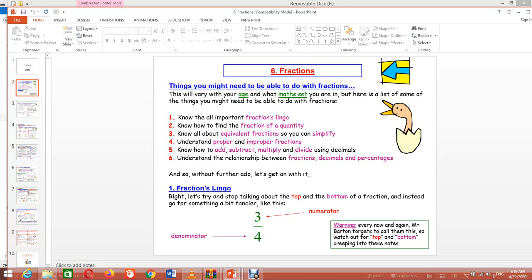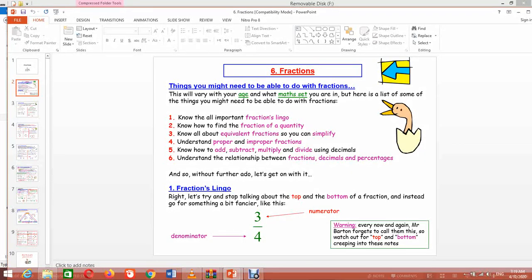Fractions. Things you might need to be able to do with fractions. 1. Know the all-important fractions lingo. 2. Know how to find the fraction of a quantity. 3. Know all about equivalent fractions so you can simplify. 4. Understand proper and improper fractions. 5. Know how to add, subtract, multiply and divide using decimals. 6. Understand the relationship between fractions, decimals and percentages. And so without much ado, let us get on with it.